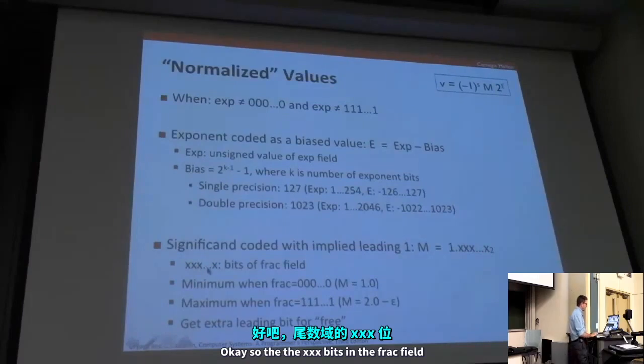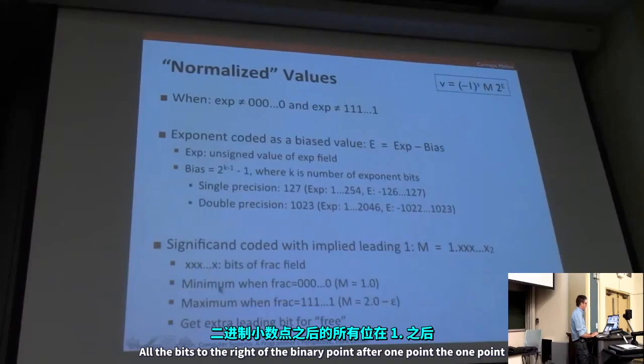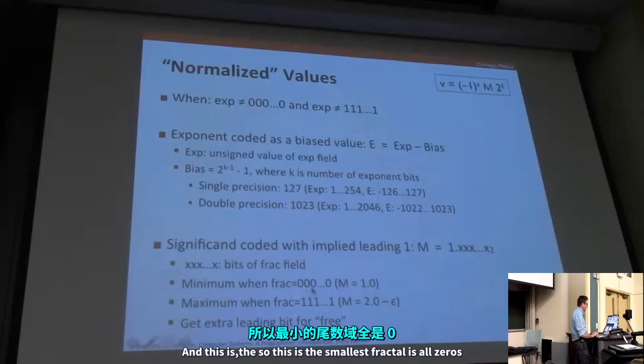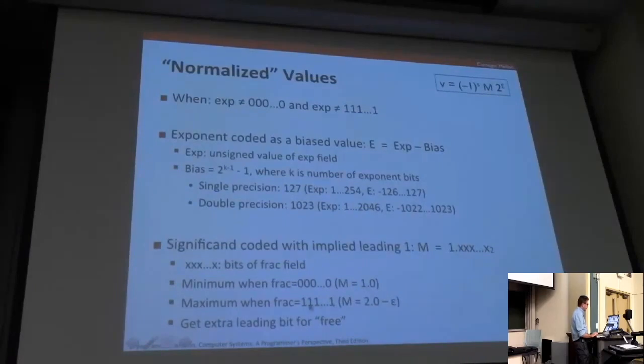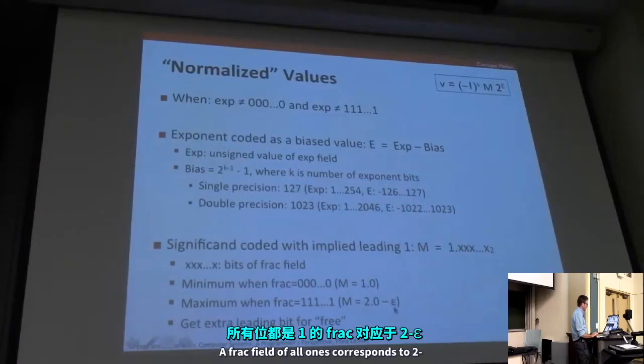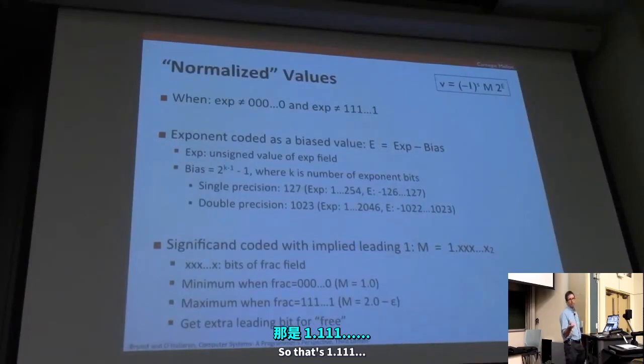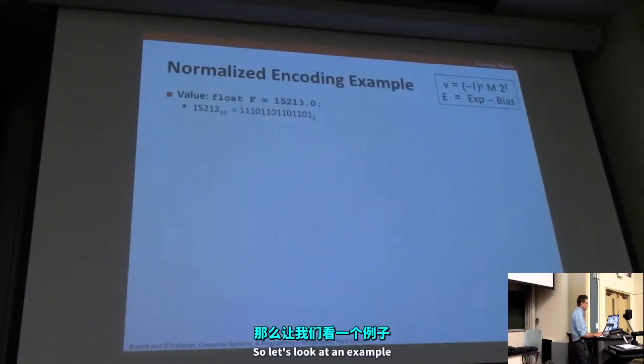So the xxx bits in the frac field are all the bits to the right of the binary point after the 1 point. The smallest frac field is all zeros, which corresponds to a significand of 1.0. And a frac field of all ones corresponds to 2 minus epsilon. So that's 1.11111, and so on.